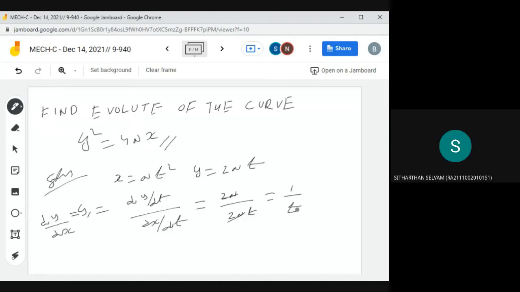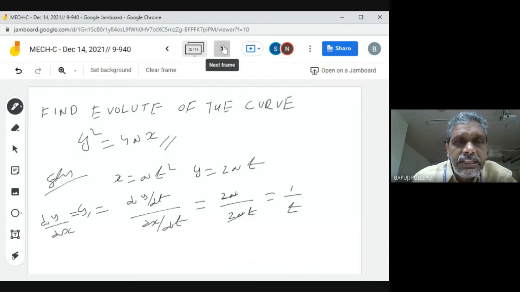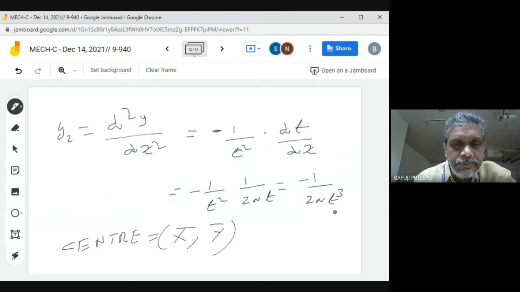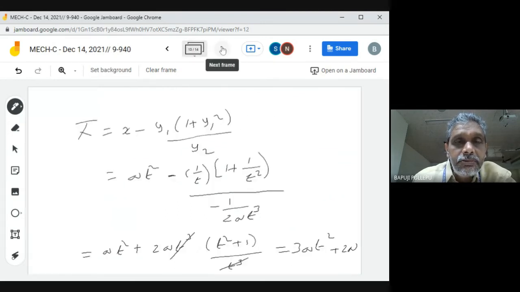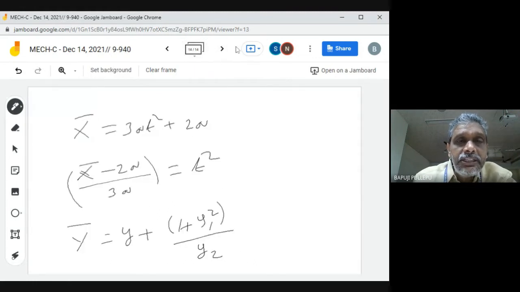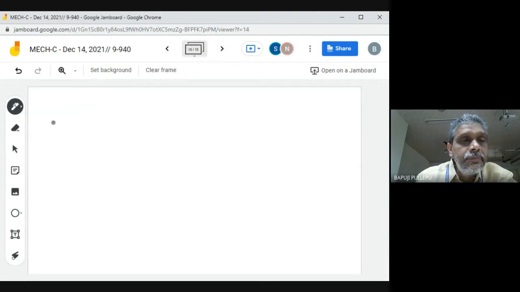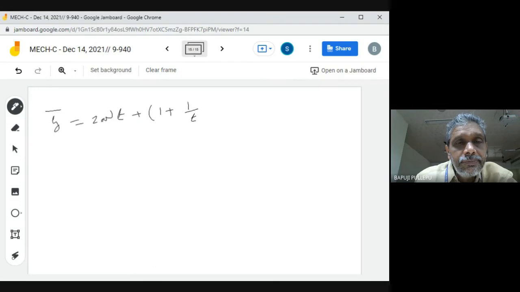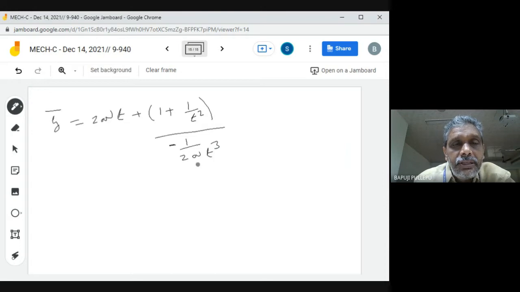It's already we got. Yes, sir. Y1 is 1 by t, remember? Then y2 is minus 1 by 2at cube. Correct? This you can keep in mind. Slowly we do. Then substituted here, what you will get? Y bar is equal to y, which is 2at, plus 1 plus y1 square, which is 1 by t square, divided by minus 1 by 2at cube. Correct? Right or wrong? Yes, sir. Correct.